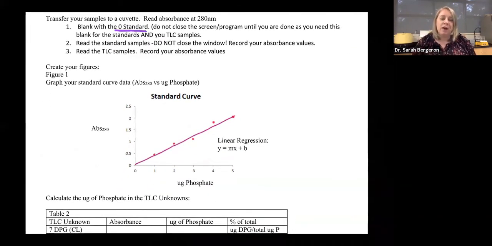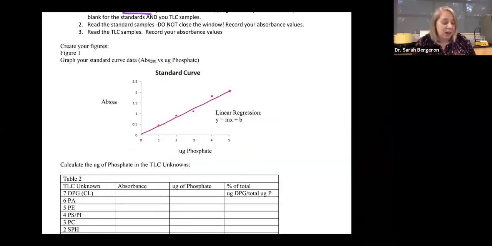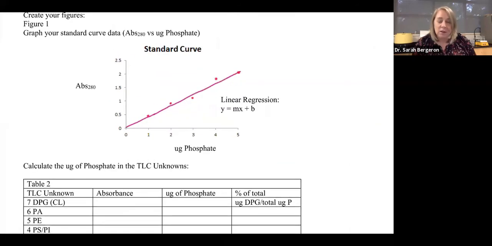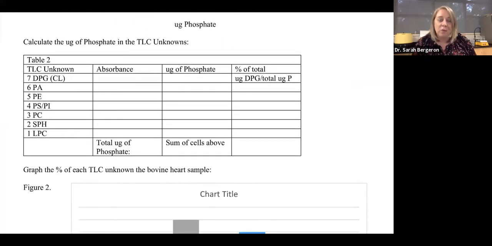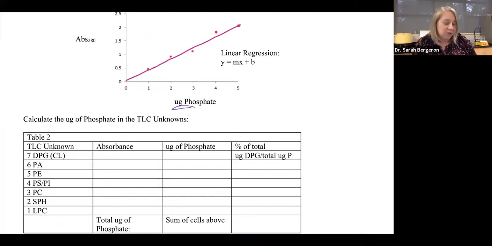So you're first gonna graph, excuse me, your standard curve data, and that's absorbance at 280 versus your micrograms of phosphate. This is just a pretend graph that I made. It's not right. It's just to show you what I'm looking for. And then you have your data points. You plot a linear regression line between your data points. You get your equation of your line, y is equal to mx plus b. And from using that equation, you're able to solve for your micrograms of phosphate in your unknowns.